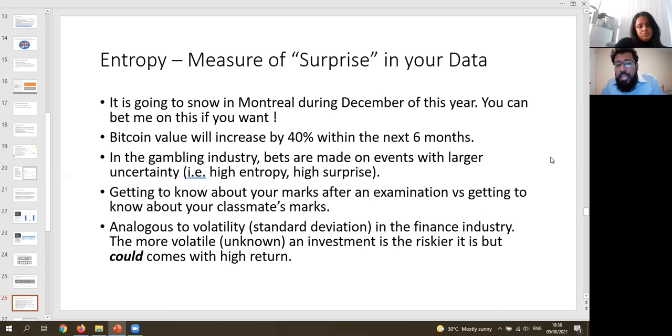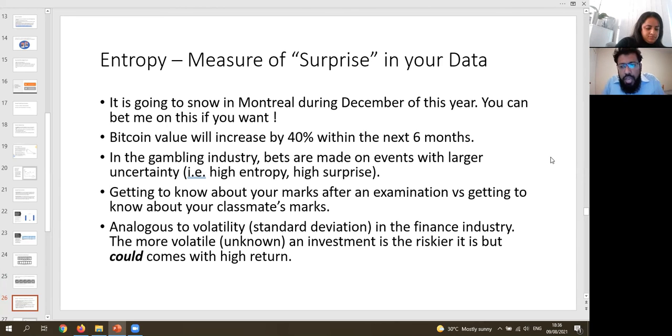When you talk about the gambling industry, you make bets on events where there is a large uncertainty. There's an element of surprise: two teams playing with each other. If one team is very strong, everyone knows which team is going to win. But if you have two very good teams, then it introduces uncertainty about which team is winning, and then people start betting. This idea is analogous to volatility in the finance industry. The more volatile an investment is, the riskier it is, but it comes with higher return.